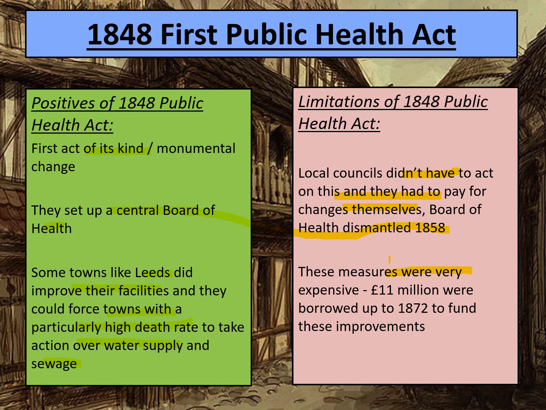So some councils did borrow a lot of money to be able to fund these changes, but many others chose not to, because they would have to use the taxes that were often paid by the rich, and they were worried about upsetting wealthy people, because remember, at this time it is only wealthy men that can vote, so the government wasn't necessarily very keen on upsetting those men. So the first Public Health Act, big deal that it was created, but it wasn't compulsory.